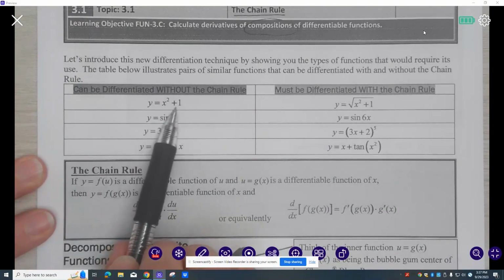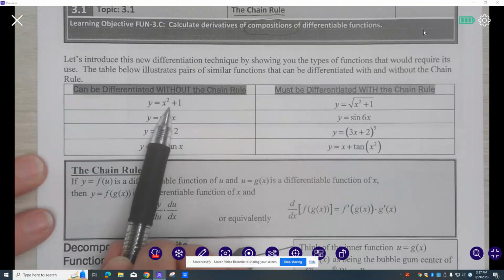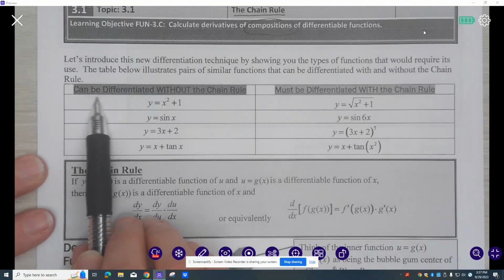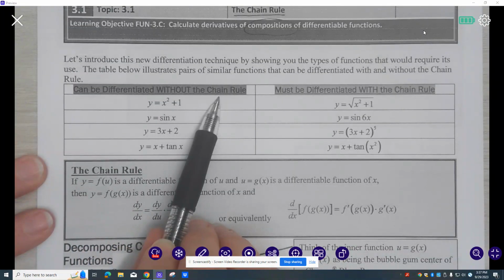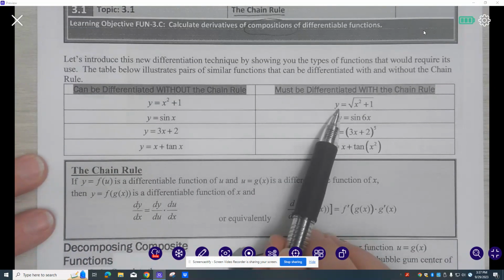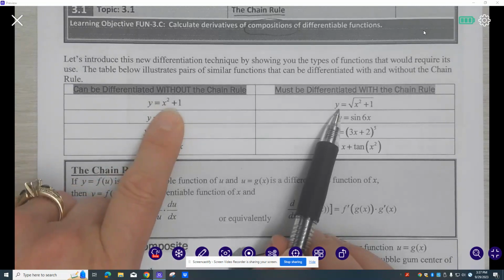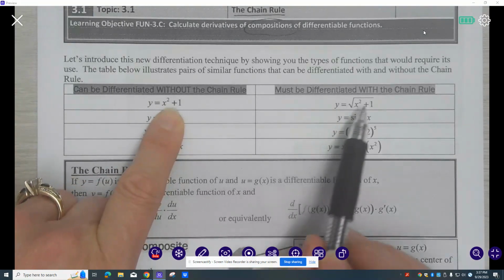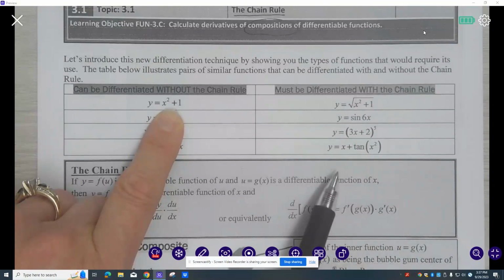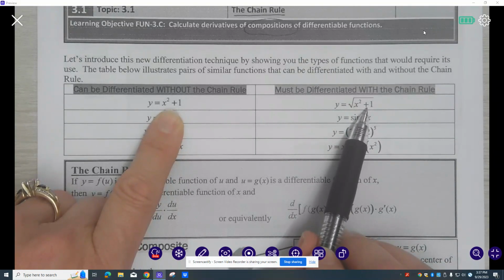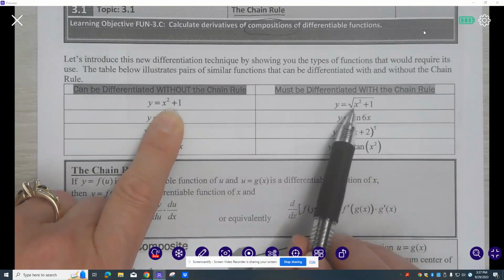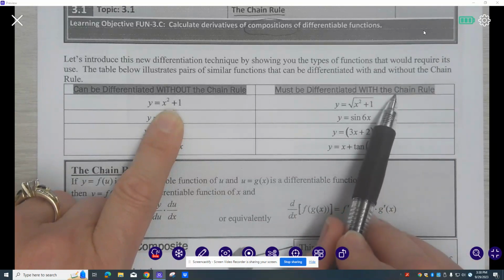So this is y equals x squared plus 1. This is not a composition. This is a function and this is a function. This is two functions added together, so it can be differentiated without the chain rule. This is a composition. I've taken this function, x squared plus 1, and put it inside a square root. So this is a composition, and you would have to differentiate it using the chain rule.